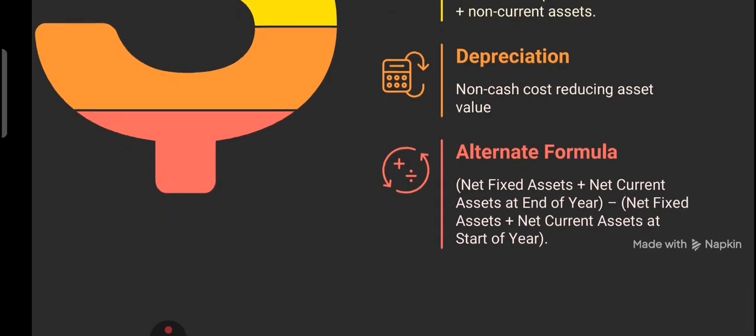So there is an alternate formula: net fixed assets plus net current assets at the end of the year, minus net fixed assets plus net current assets at the start of the year. This gives a full year picture of how much net investment was made.